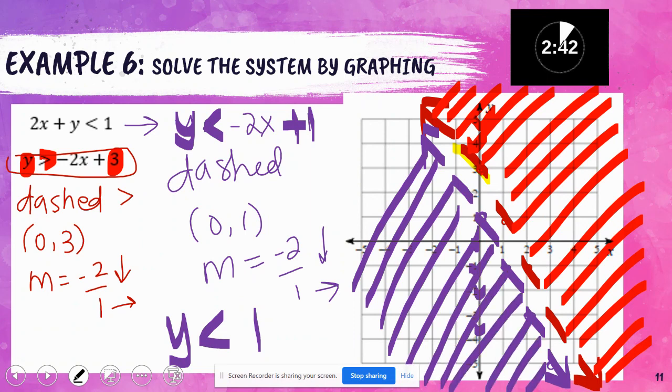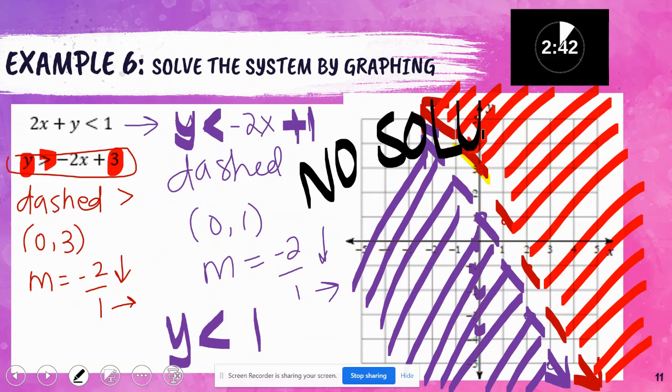And again, we have no solution. We have no solution because there is no overlap between these two regions. If there was, we would just select a point in the overlapped region to say that that is one of our infinitely many solutions.